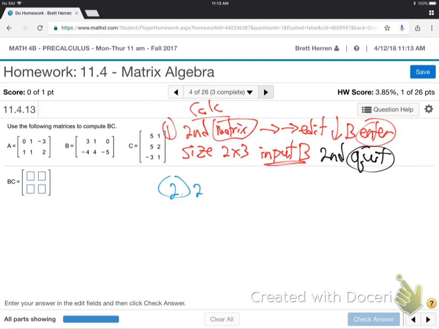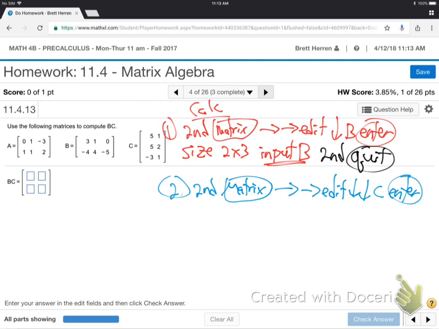And then go back. It's weird that you have to keep going back and forth. Go back into the matrix menu. Go across twice to edit again. This time go down twice to C and hit enter. And then put in matrix C. So 2 by 3. Input C. And go second quit again.